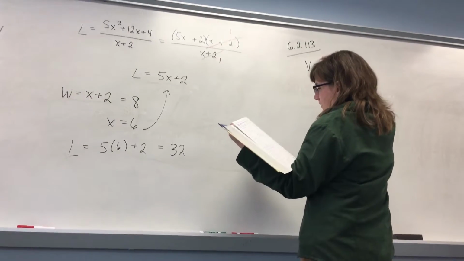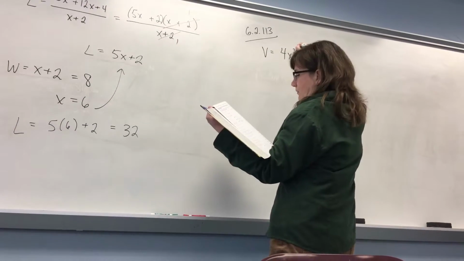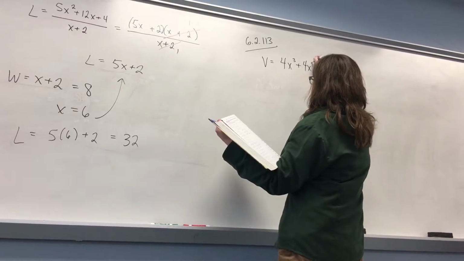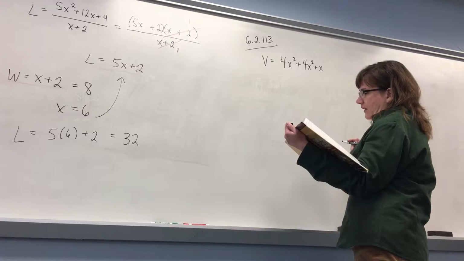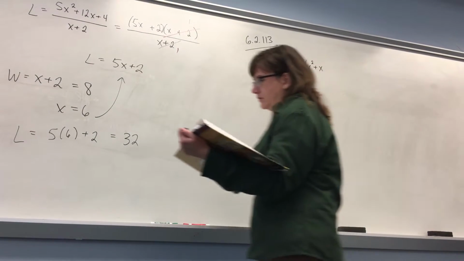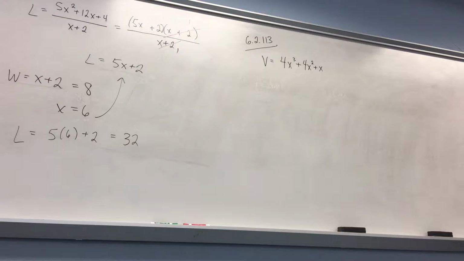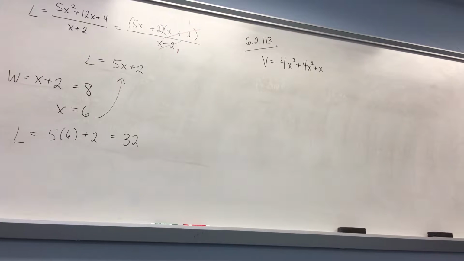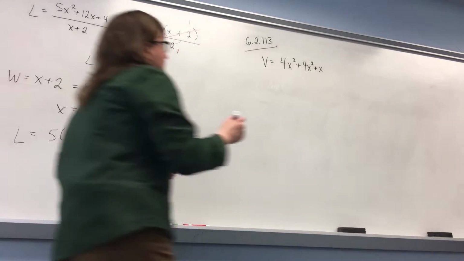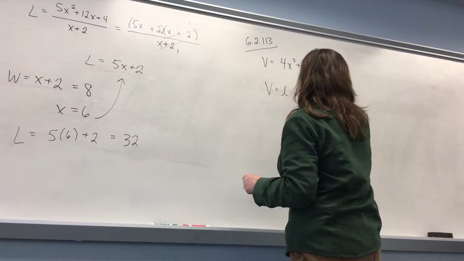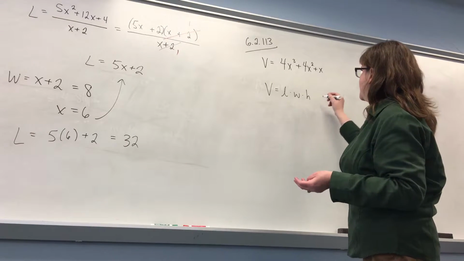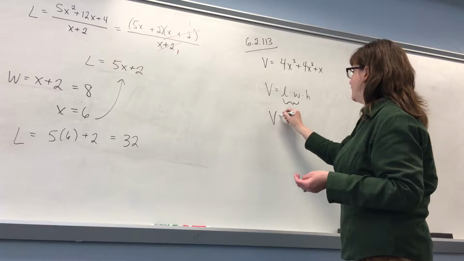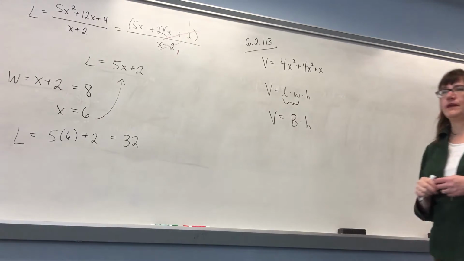A box with a square bottom has volume 4x cubed plus 4x squared plus x. If the height is x, find the area of the bottom. Okay, how do you find the volume of a box? Length times width times height. Now, sometimes we write the length times width, that's the area of the base. So some people would write it as the area of the base times the height.